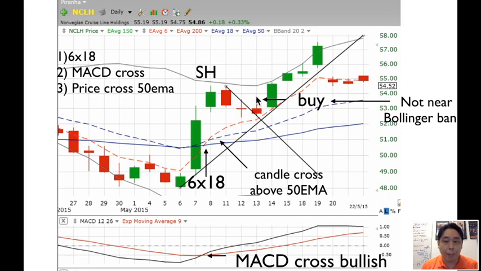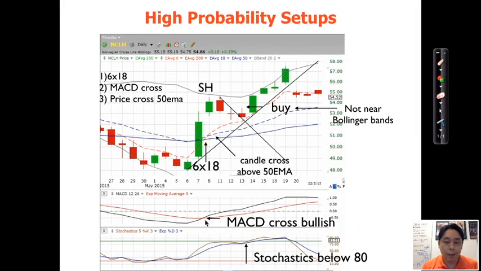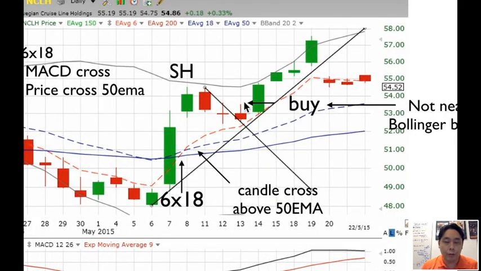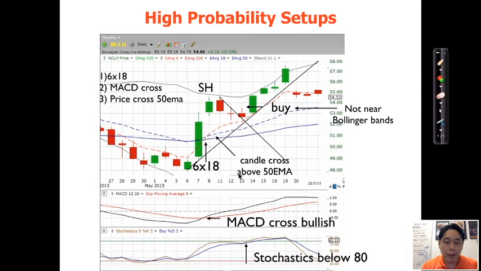So now I shift my buy order above the high of this candle, and my stop loss can remain at the low of that pullback candle. Okay, so enter there, stop loss over there. Next day, the price exceeds the high, I get triggered, I buy, and I'm in the trade. Pretty straightforward, right? Again, MACD is bullish when I'm entering. When I'm entering the trade here, you can see that it's not near the upper Bollinger Bands, and stochastics is still below 80, so it's not overbought.